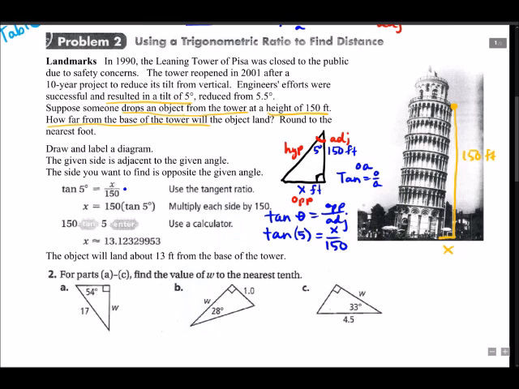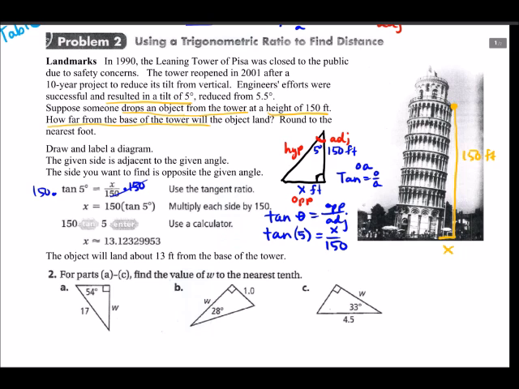This is just an algebra problem. We would multiply, we'd put over 1, right? Multiply by 150 on both sides. We don't need the over 1. We could also cross multiply if you wanted to. Those cancel, and we get x equals 150 times the tangent of 5 degrees.